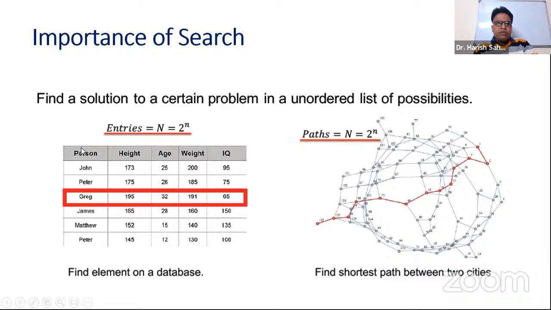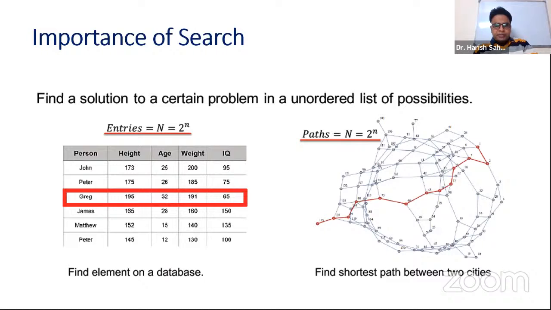Here, we will sort on the name of the person. We sort the data once, and then we can search in log n time. But the condition is the data should be sorted. So let's suppose data is not sorted. Then, as you told, the complexity will be of order n.